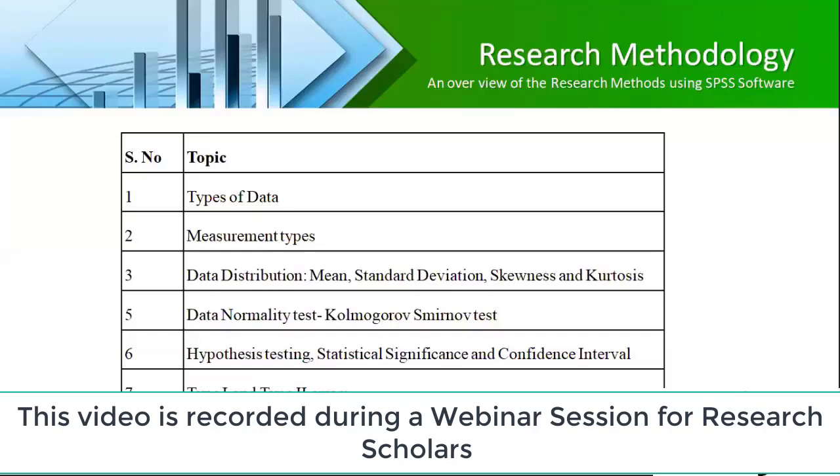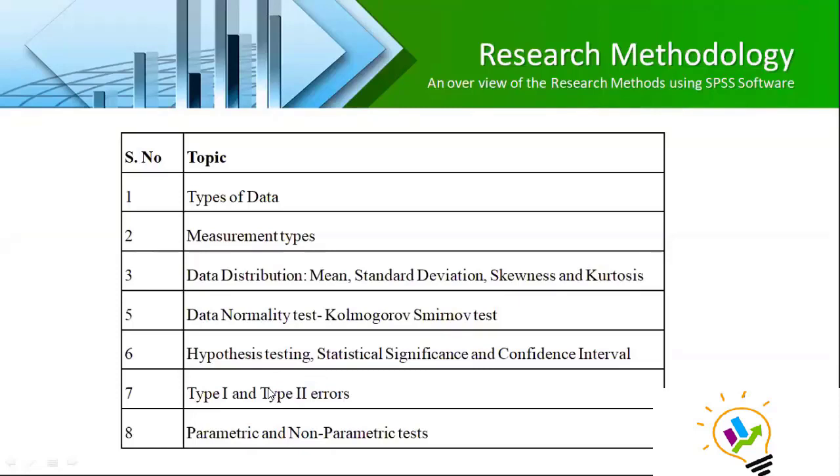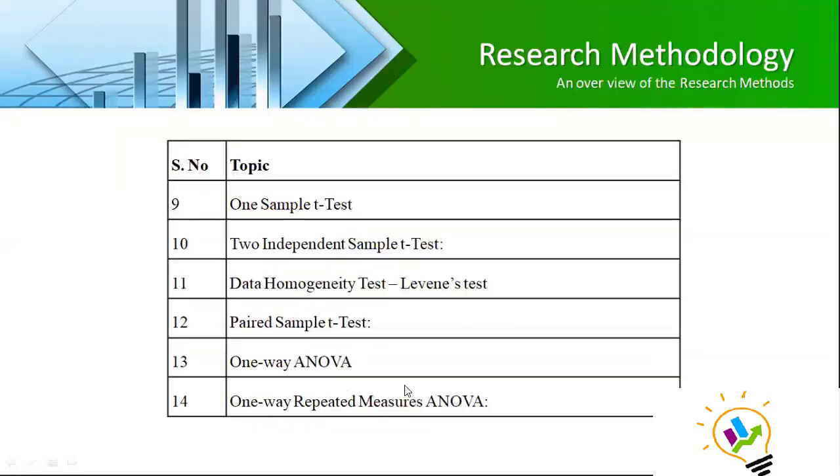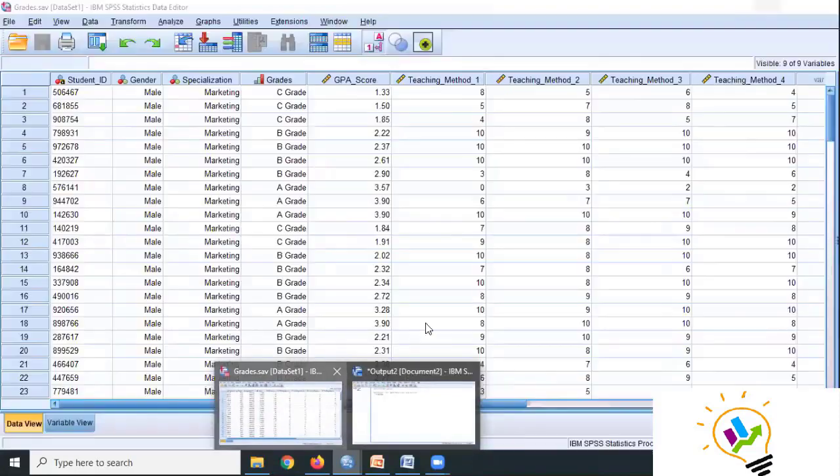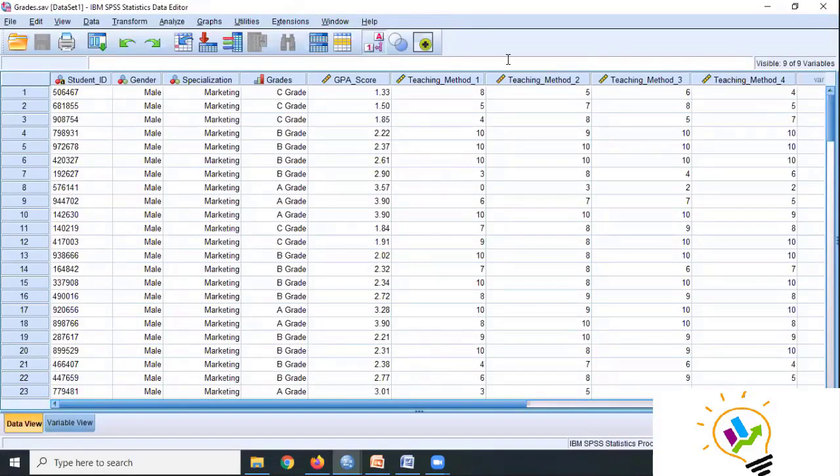Right. In this session, I will be discussing the types of data, measurement types, data distribution, data normality test, that is Kolmogorov-Smirnov test, and hypothesis testing, type 1, type 2 errors, parametric, non-parametric. After this, we will discuss types of data, and we are taking SPSS software.